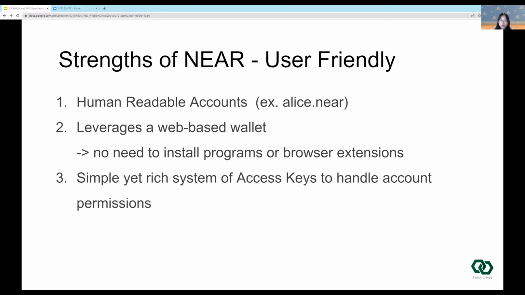So let's talk about what makes NEAR user-friendly. NEAR uses human-readable accounts like alice.near. This is similar to the name service systems of other protocols, but NEAR provides this without the need to buy one. Also, NEAR doesn't require installing programs or browser extensions because it leverages a web-based wallet. Also, NEAR has a simple yet rich system of access keys to handle account permissions. This is helpful to prevent security issues on blockchain accounts.